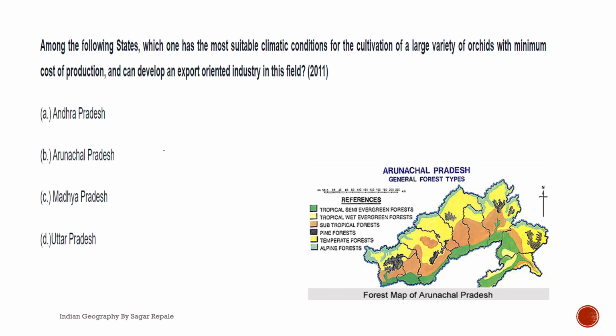Next, among the following states, which one has the most suitable climate conditions for the cultivation of a large variety of orchids with minimum cost of production and can develop an export-oriented industry in this field? There was a similar question in MPSC also. There is a state which has almost all kinds of forest: tropical semi-evergreen forest, tropical wet evergreen forest, subtropical forest, pine forest, that is alpine forest, and temperate forest also. So this state is what? Arunachal Pradesh. So the answer is here, Arunachal Pradesh, B.